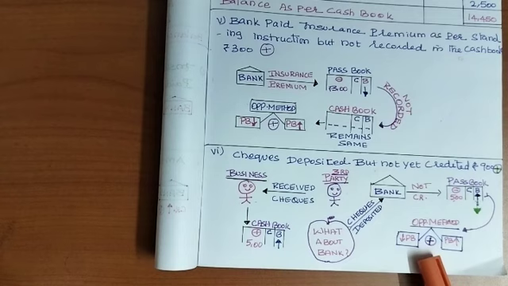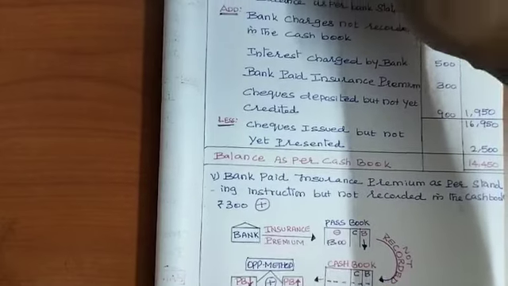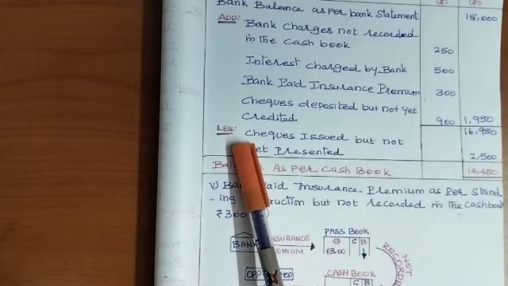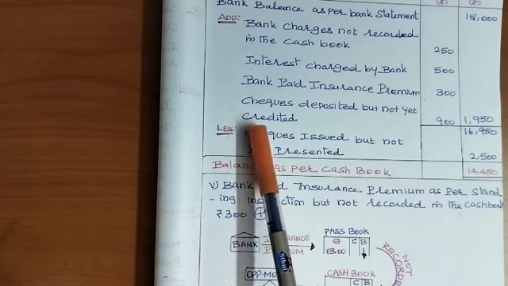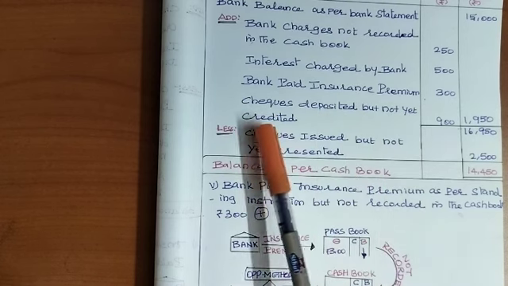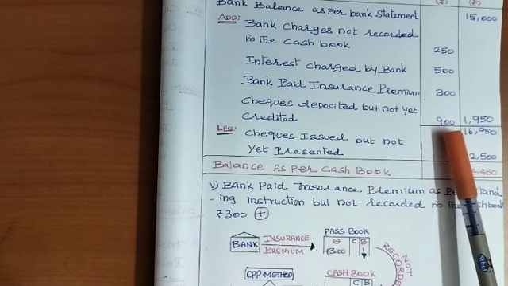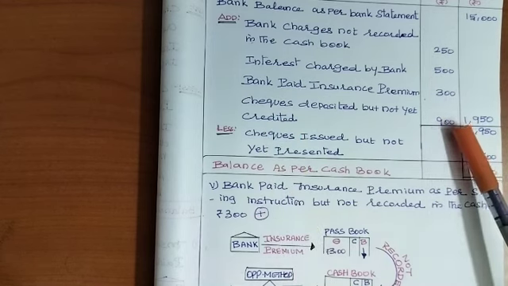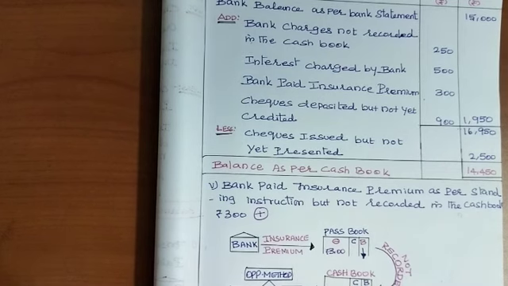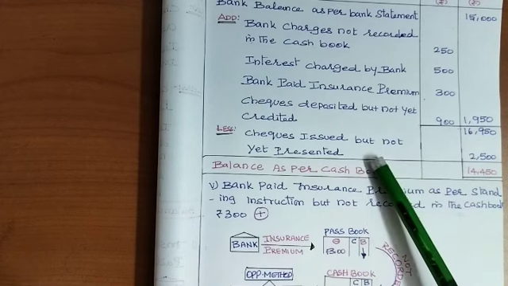So this transaction is to be added, right? So in the add column, you have to write check deposited but not yet credited, and 900 rupees is to be entered in the inner amount column. So we entered all the transactions that were given into the bank reconciliation statement.